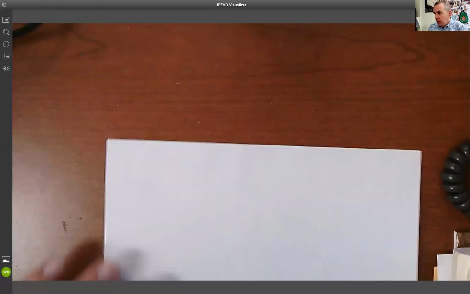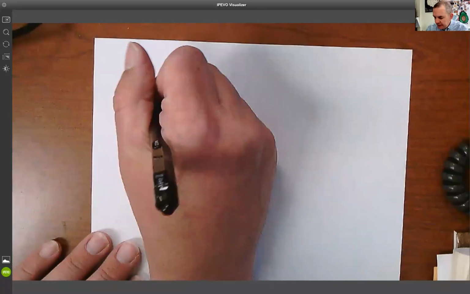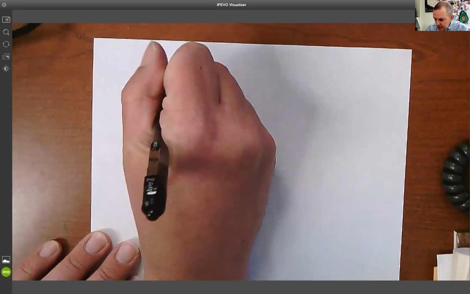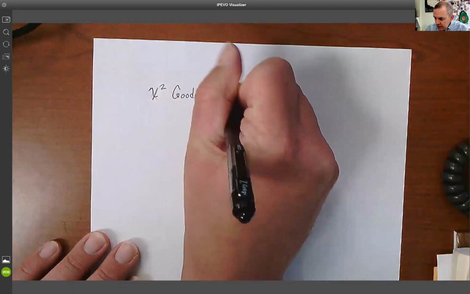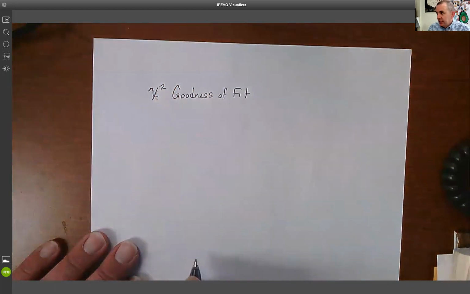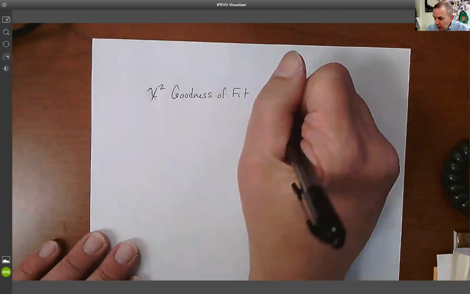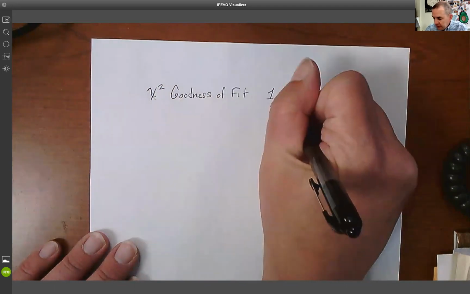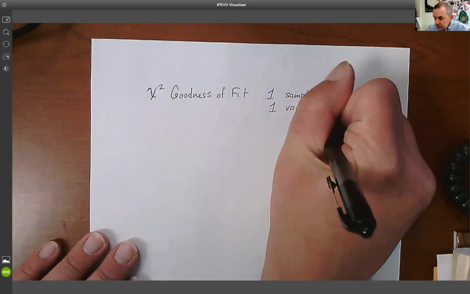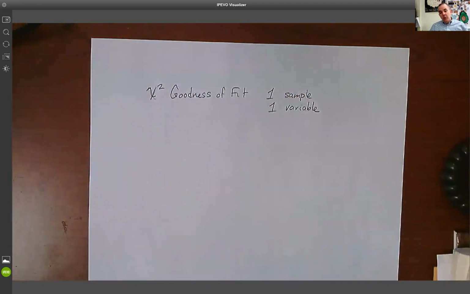Okay, so what we did before, we did this thing called the chi-squared goodness of fit test. And what that was, realistically, we just had one sample and one variable. And what we were trying to do is like the M&M thing. We were trying to prove if M&M's claim was true. What we had is a one-way table.